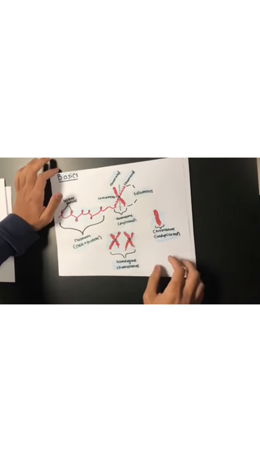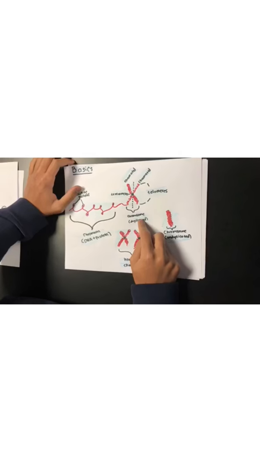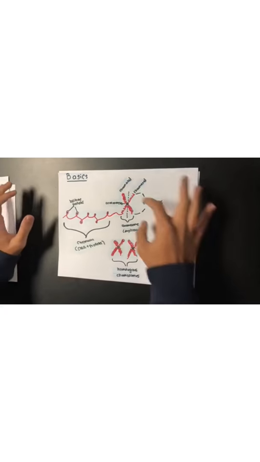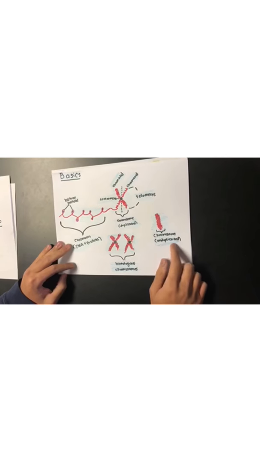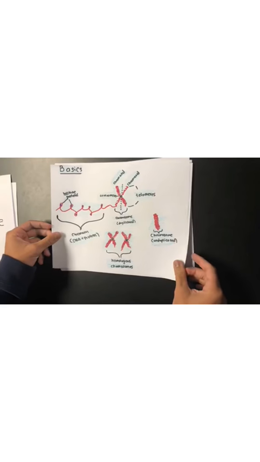For the basics, here you have chromatin, which is DNA and protein, and these proteins are called histone proteins. Here you have a duplicated chromosome, which is referred to as sister chromatids. And here you have a centromere in the middle, and the telomeres will be at each of the ends. Just a chromosome is an unduplicated one, and then homologous chromosomes are just two duplicated chromosomes, or sister chromatids.